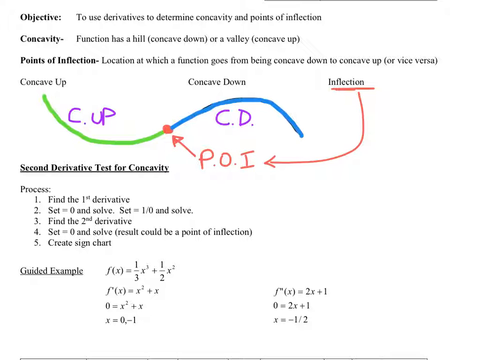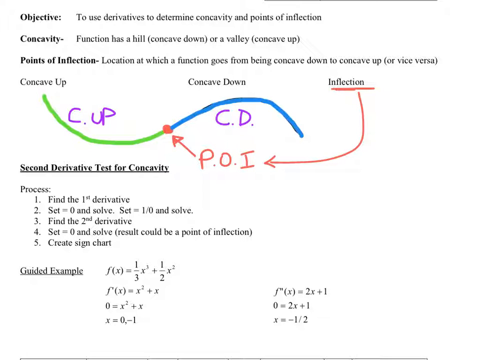All right, the process is pretty straightforward. You're going to find the critical points, so that's steps 1 and 2. That'll go in your sign chart, but then you're also going to find the second derivative. When you set that equal to 0 and solve, that could give you a possible point of inflection, not necessarily. We put it in the sign chart to flesh out whether or not it actually is. Because if there is a change in concavity around the suspected point of inflection, then that confirms it as a point of inflection. But if there's no change in concavity, then it's not a point of inflection.